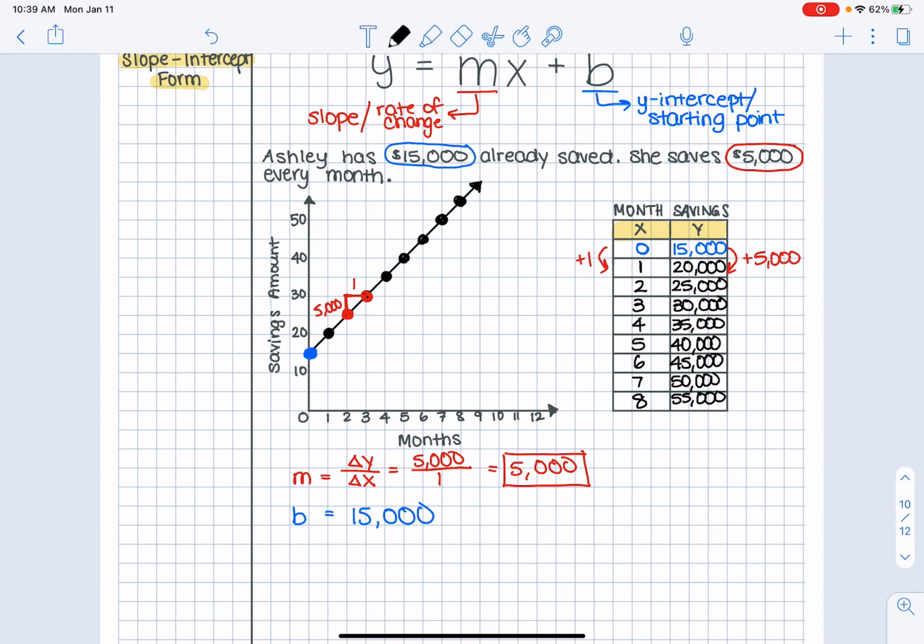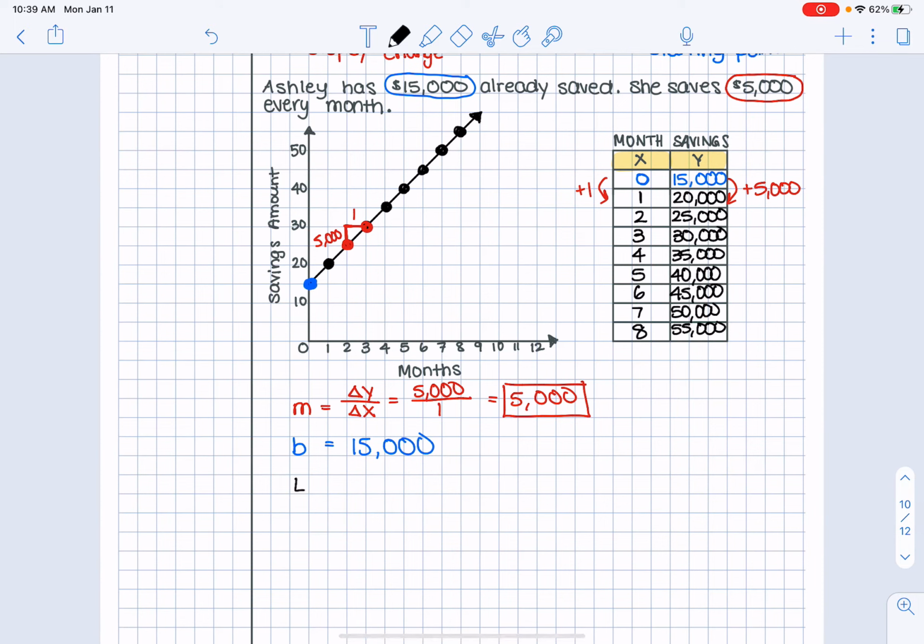Now I want to actually write my equation. So if I write my equation here, the equation for this line is going to be y equals, right, m, but instead of m, I'm going to write 5,000, m x plus, and my starting point, b, which is my starting point. And that is going to be your final answer.